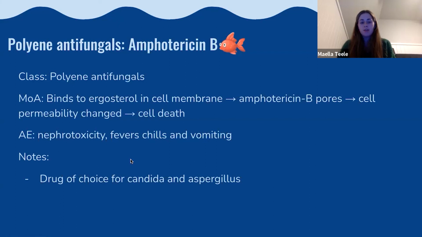Next up, we've got amphotericin B, which is a polyene antifungal. It binds to the ergosterol in the cell membrane and leads to cell death. But it has a lot more adverse effects than the previous one: nephrotoxicity, fevers, chills, and vomiting. It is the drug of choice for candida and aspergillus, which are more resistant and more severe fungal infections, so you use it for the more resistant fungal infections.